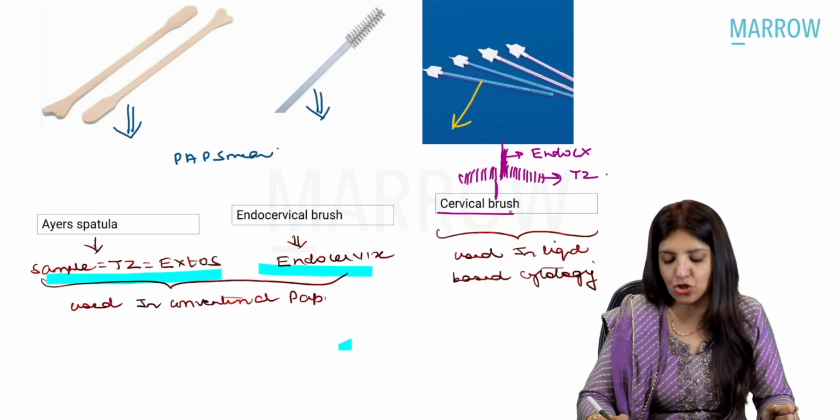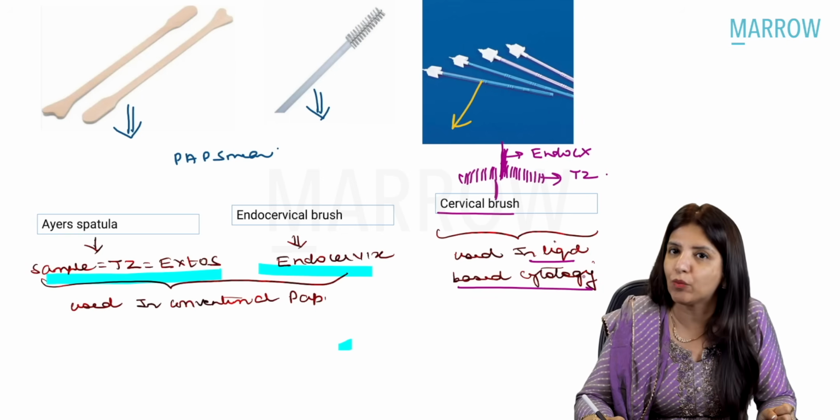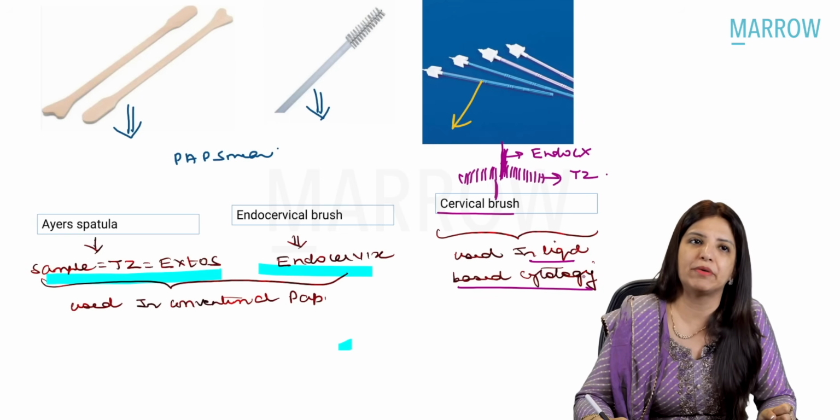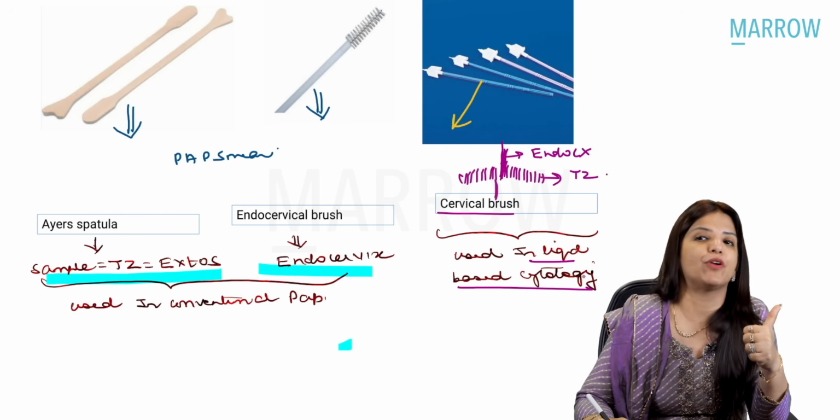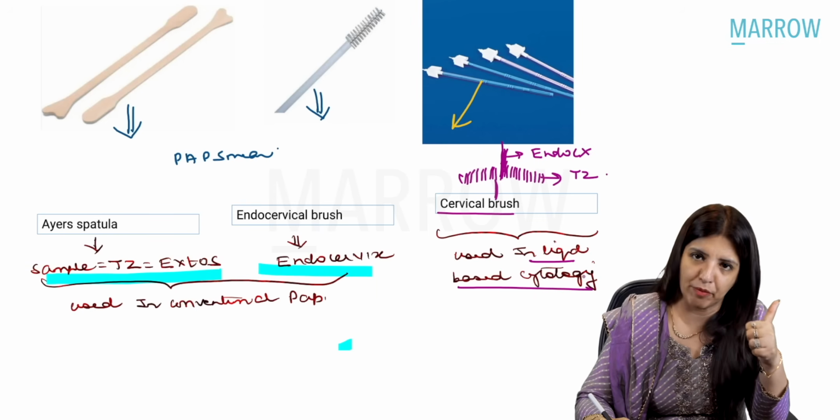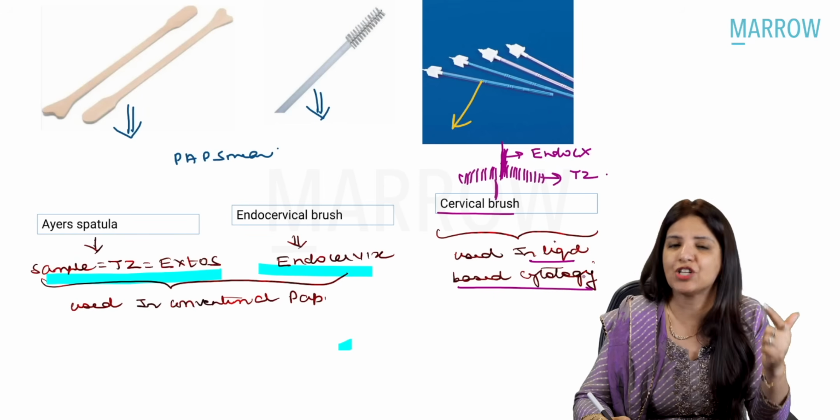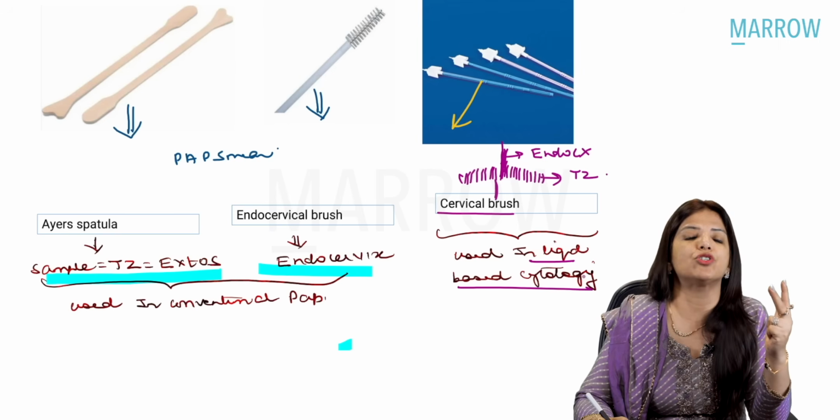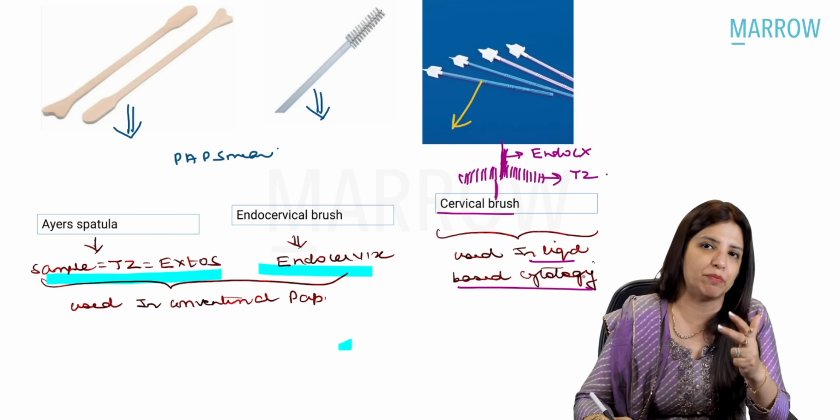This cervical brush or cervical broom is used in liquid-based cytology. In liquid-based cytology, please remember the advantages: number one, the pickup rate of liquid-based cytology is better. Number two, in liquid-based cytology, bleeding is not a contraindication. And number three, you do not require a separate sample for HPV DNA testing in case of liquid-based cytology.